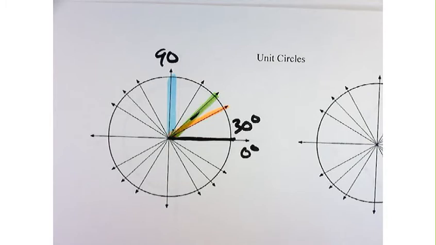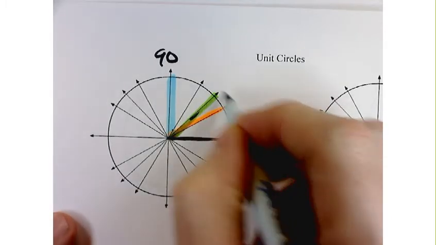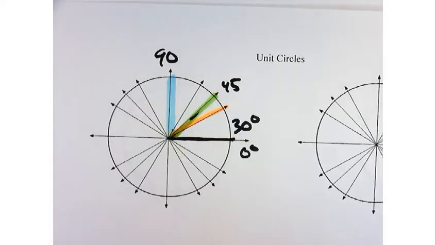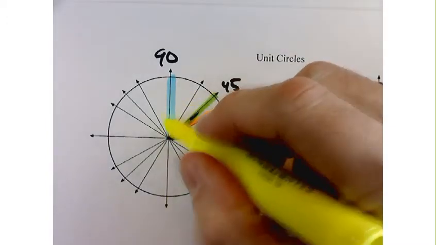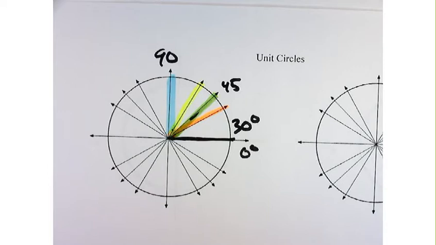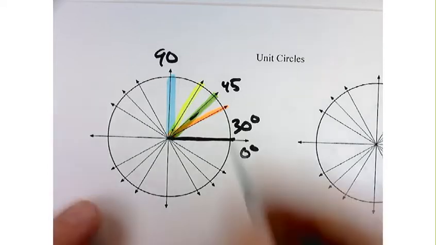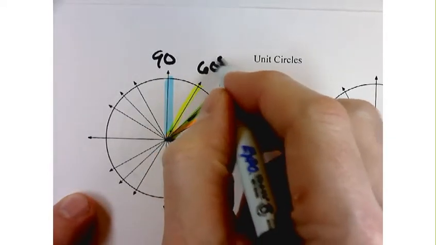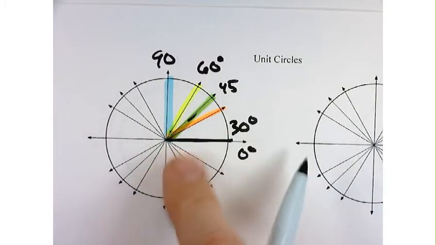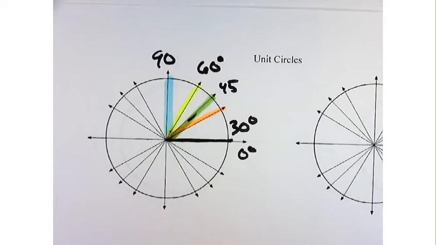So that's my 30, 45. Any guesses as to what that one's going to be? 60. Nice. So that one's 60. So these angles are going to get used an awful lot. In fact, at some point, I'm going to give you a blank unit circle and ask you to fill in not only the angles in degrees, but the angles in some other unit called radians. We're going to spend a little time working with radians.